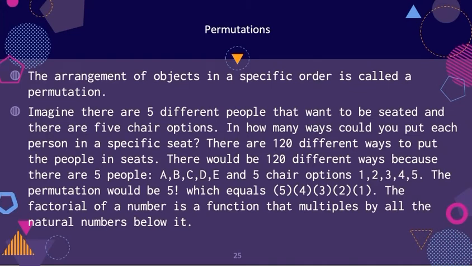The arrangement of objects in a specific order is called a permutation. Imagine there are 5 different people that want to be seated and there are 5 chair options. How many ways could you put each person in a specific seat? There are 120 different ways to put the people in seats.